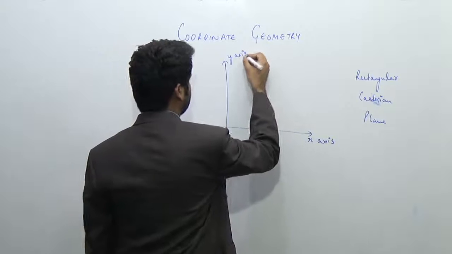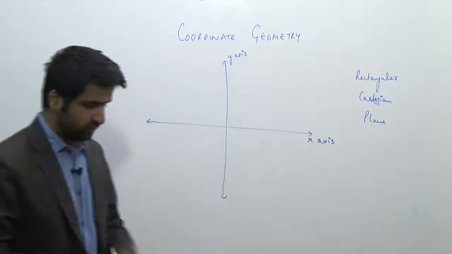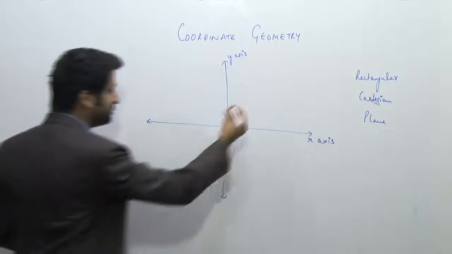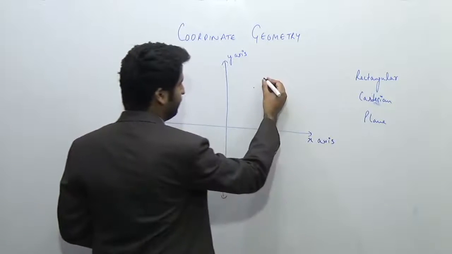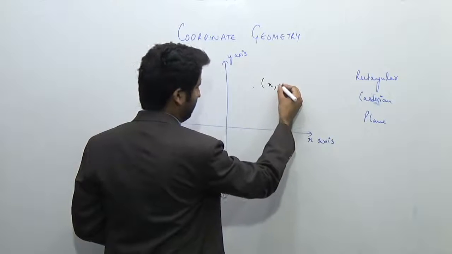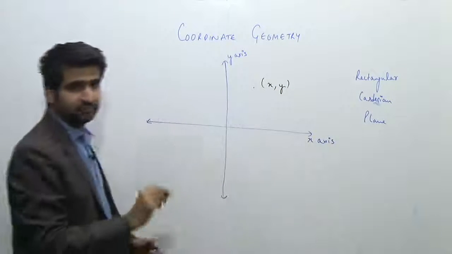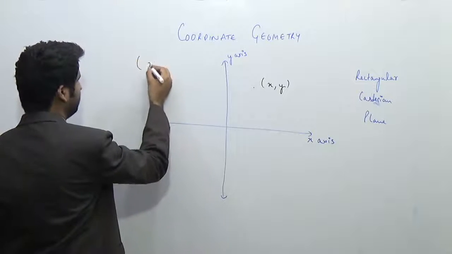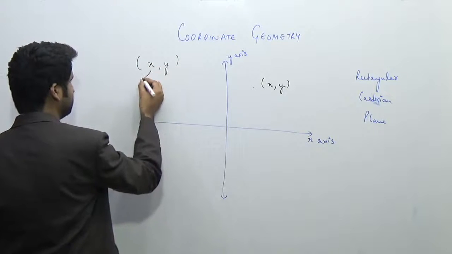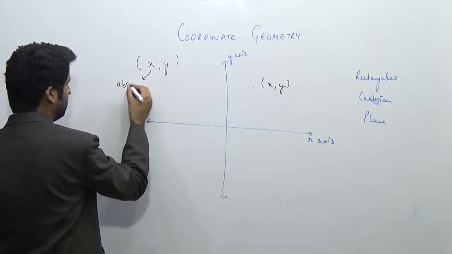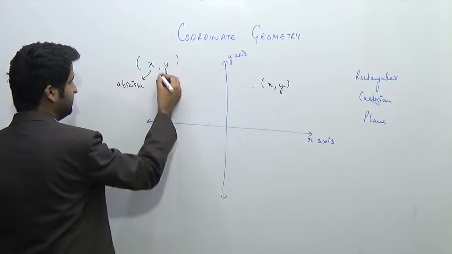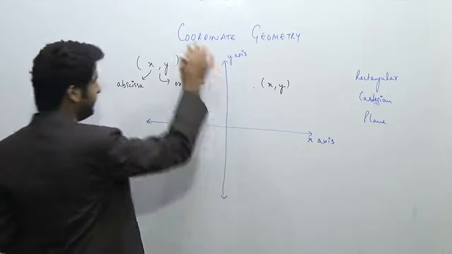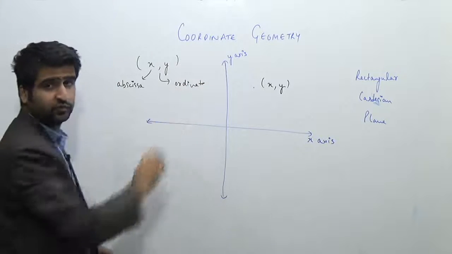You must be familiar with the two terms which are abscissa and ordinate. If I have this point, we'll denote this point by x comma y, where x will be the abscissa and y will be the ordinate of that point. So in this x comma y, x is the abscissa and y is the ordinate, right? It's not coordinate, it's ordinate. There's no c over here.